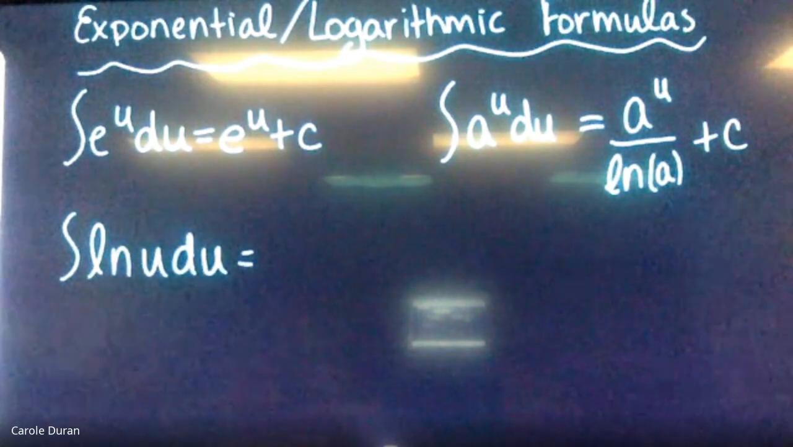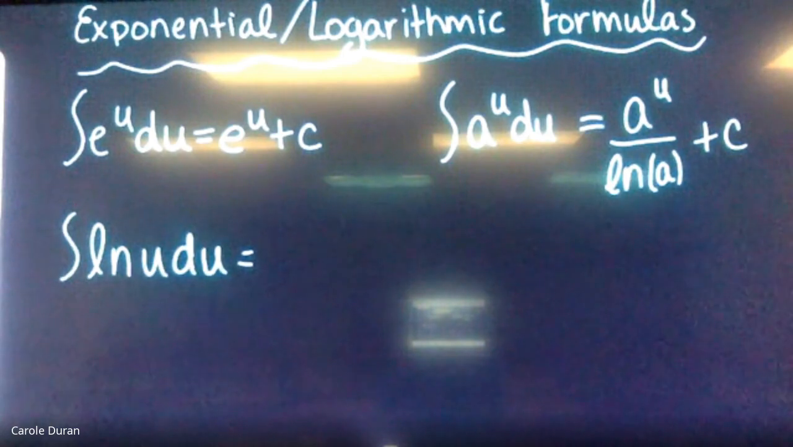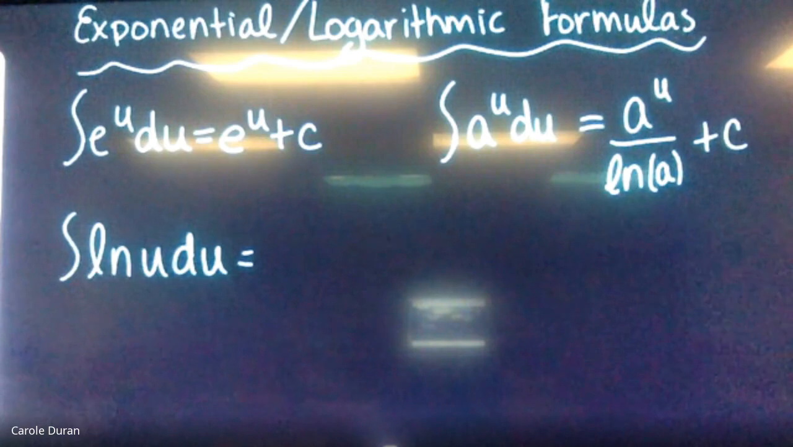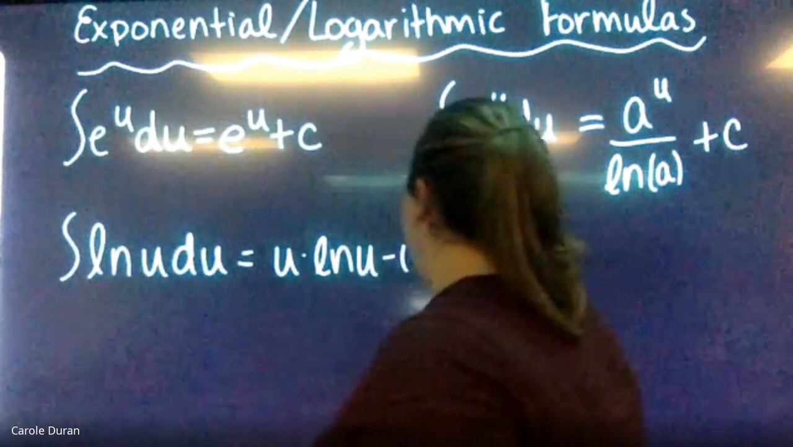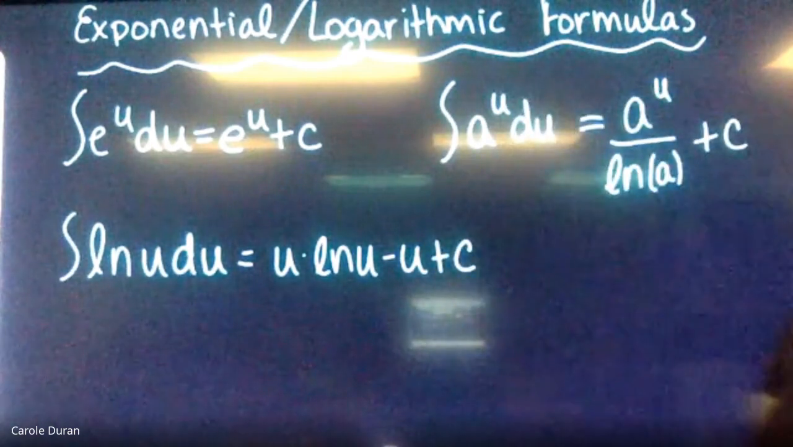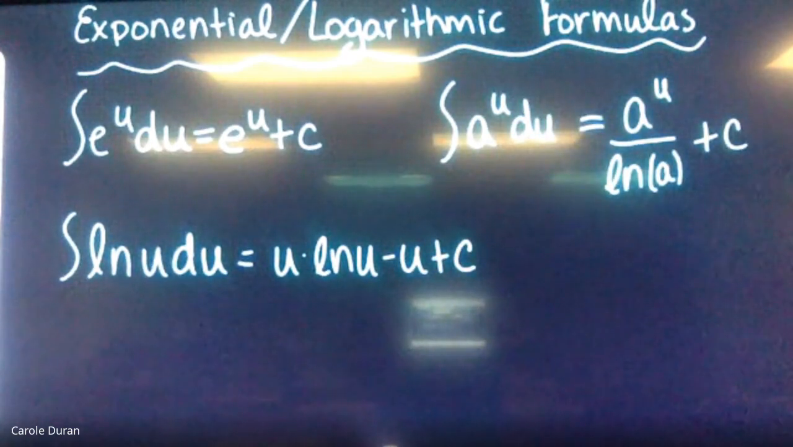So what if my derivative function is natural log of u? Is it 1 over u? It is not. It is actually u times the natural log of u minus u plus c. What the heck? Yeah, so that's why we write these.